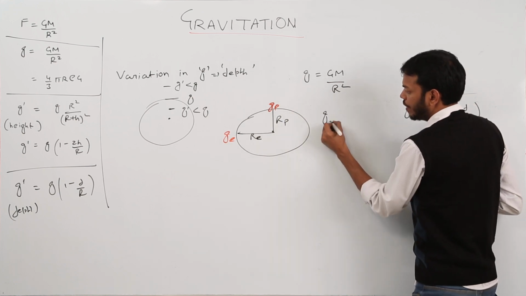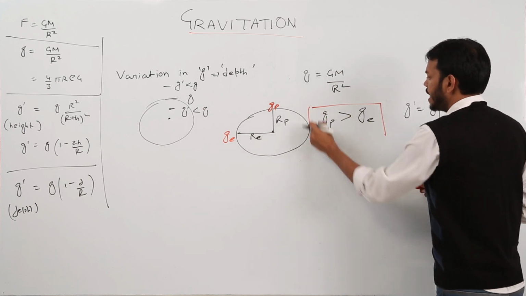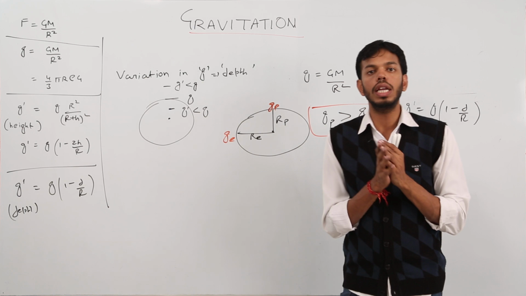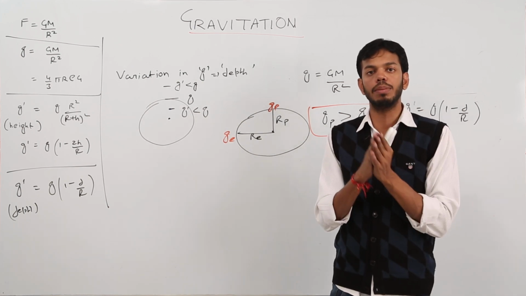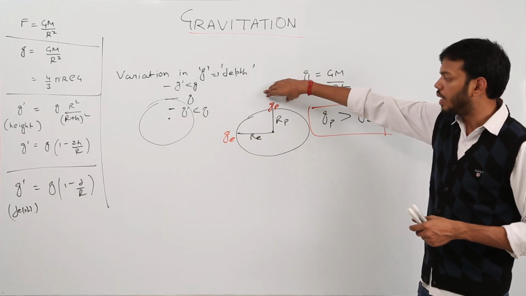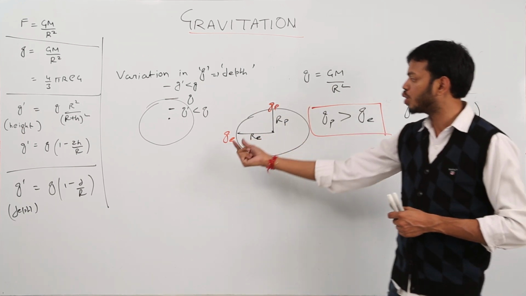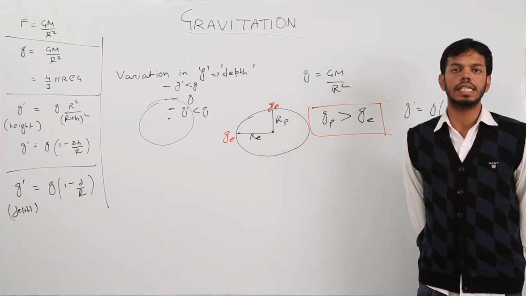So acceleration due to gravity at poles is greater than acceleration due to gravity at equator, and hence you can deduce the following statement: acceleration due to gravity first of all decreases with height, it also decreases with depth, and it is maximum on the surface, and even on the surface it is maximum at poles and not on the equator. So acceleration due to gravity at poles is greater than acceleration due to gravity at equator. These are the following variations of acceleration due to gravity.